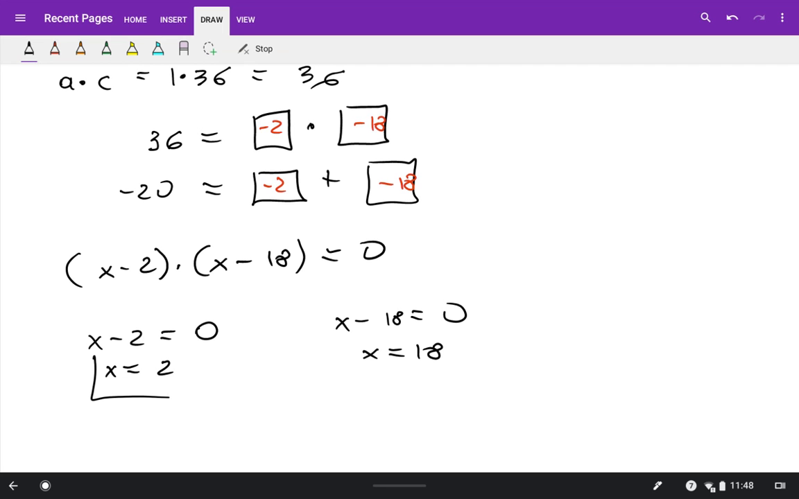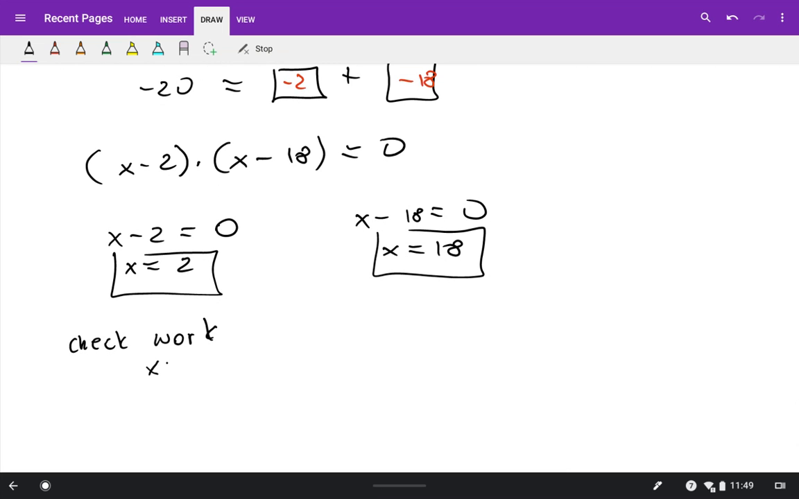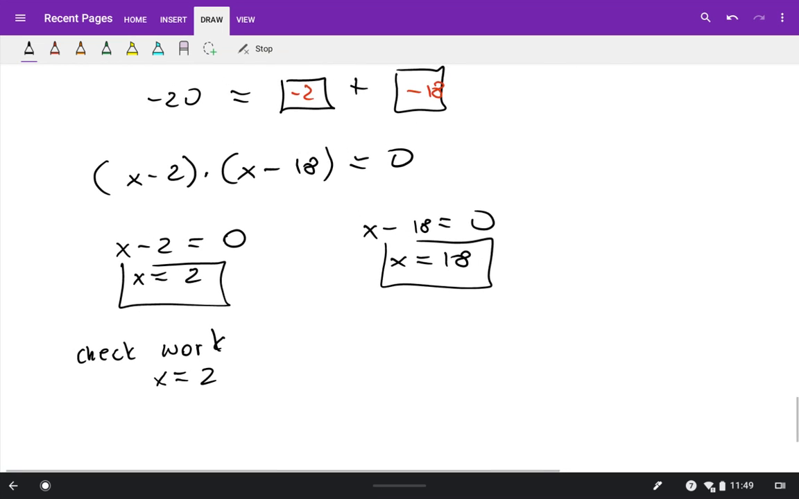Okay, so two solutions. Most of the time, when you have two solutions, one of them probably will be extraneous. So check your work. So let's check if x equal to 2 is correct.